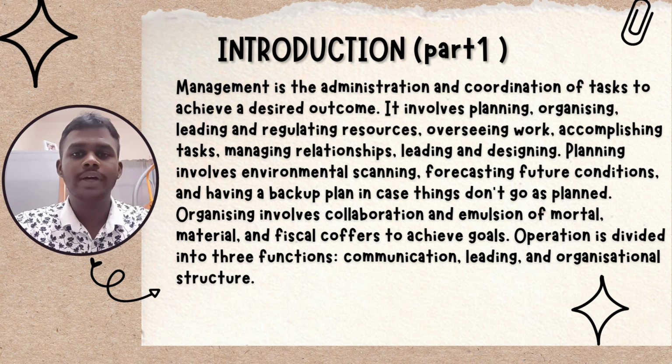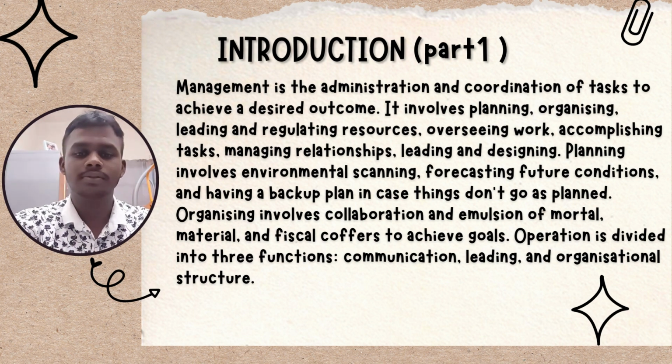Planning involves environmental scanning, forecasting future conditions, and having a backup plan in case things do not go as planned. Organizing involves collaboration and the combination of human, material, and physical resources to achieve goals. Operation is divided into three functions such as communication, leading, and organization structure.